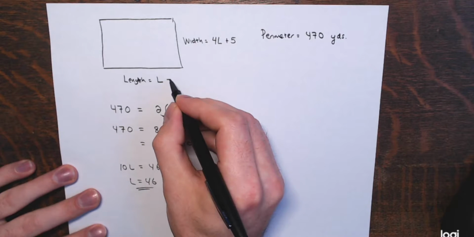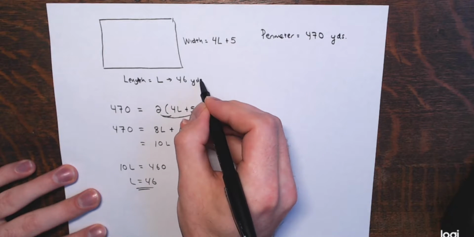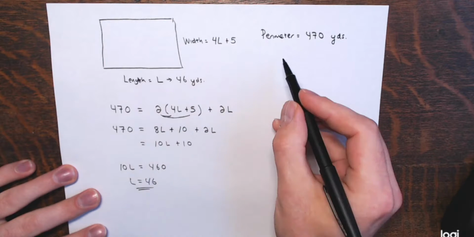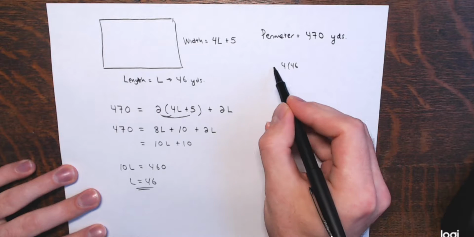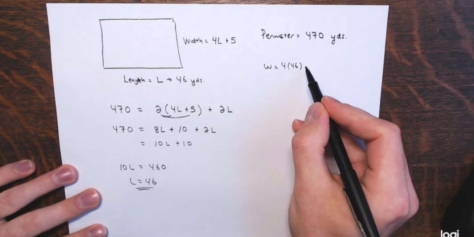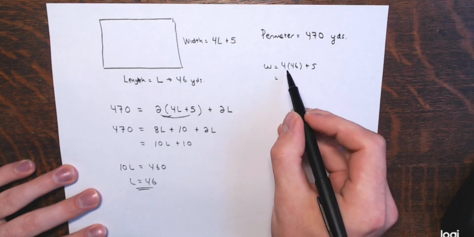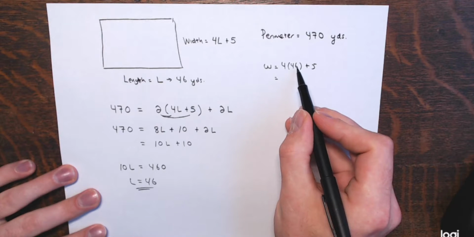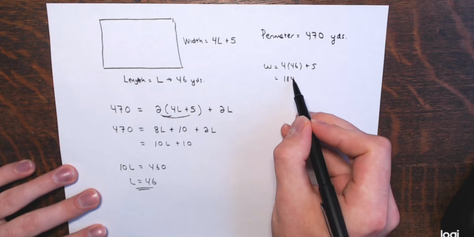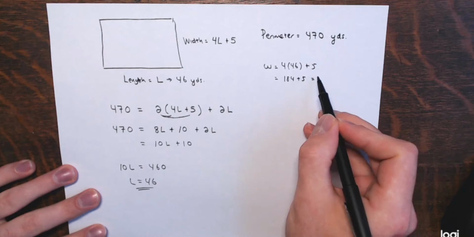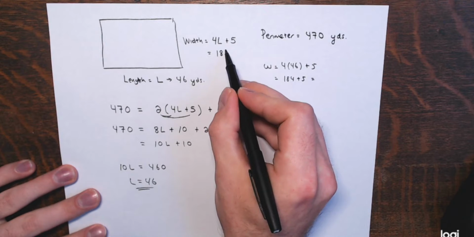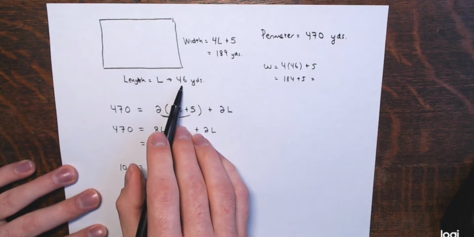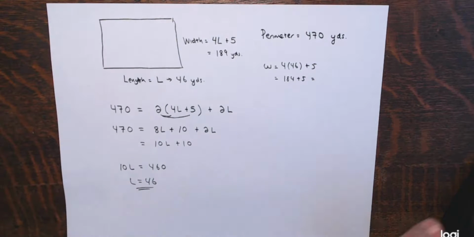All right. So the length of this is 46 yards, and the width is 4 times 46 plus 5. Now 4 times 46, that's 160 plus 24, that's 184, plus 5. So that's 189 yards. Right. So length 46 yards, width 189 yards.